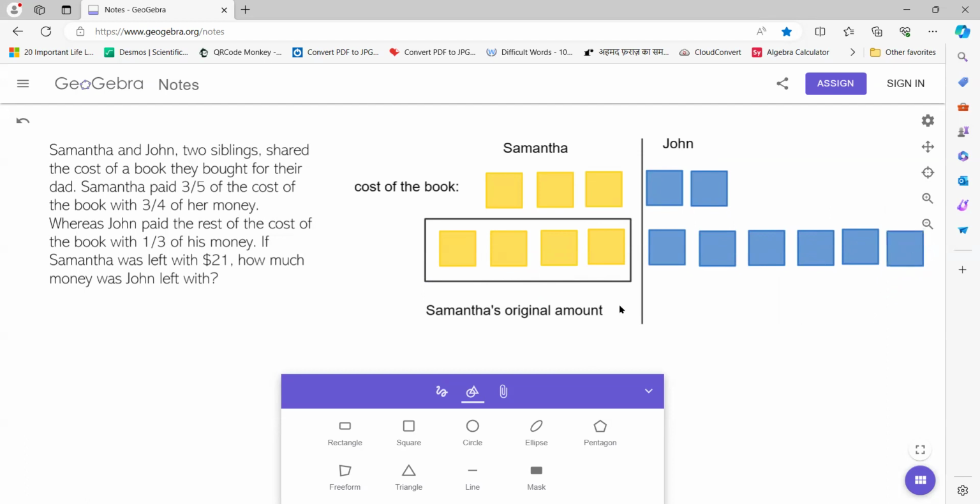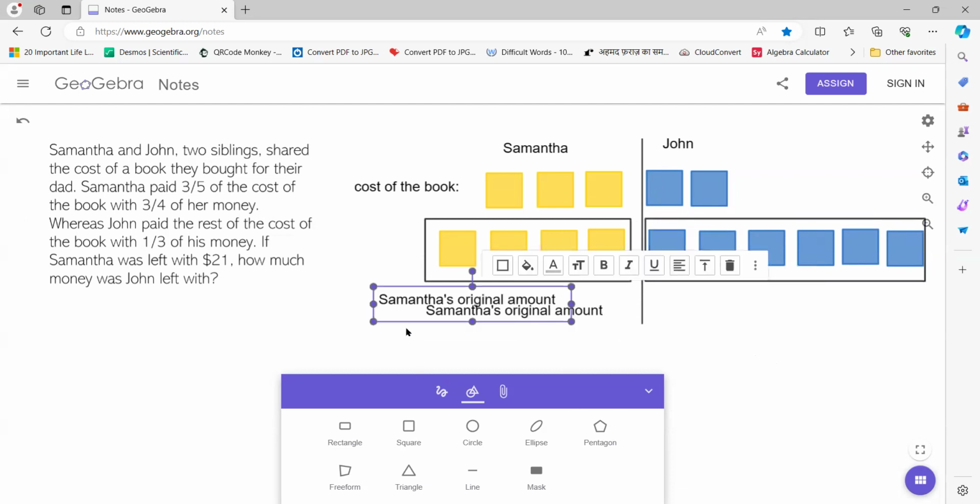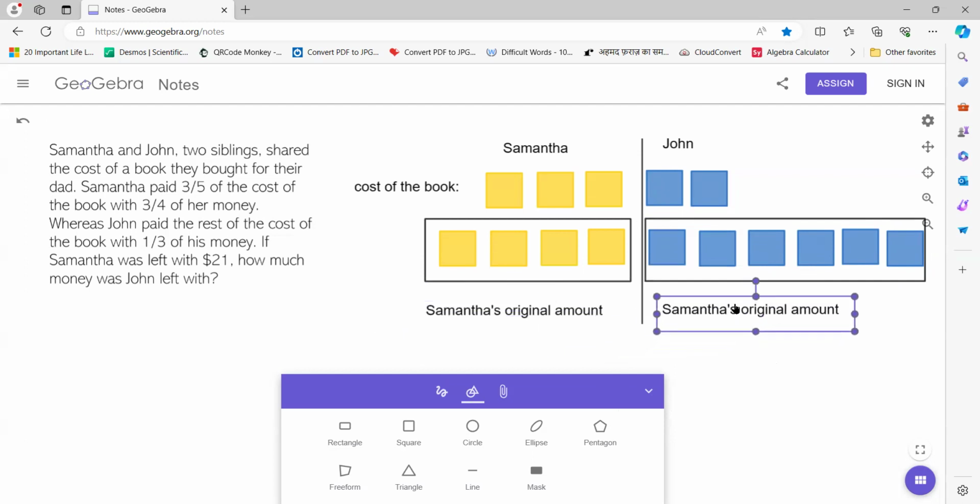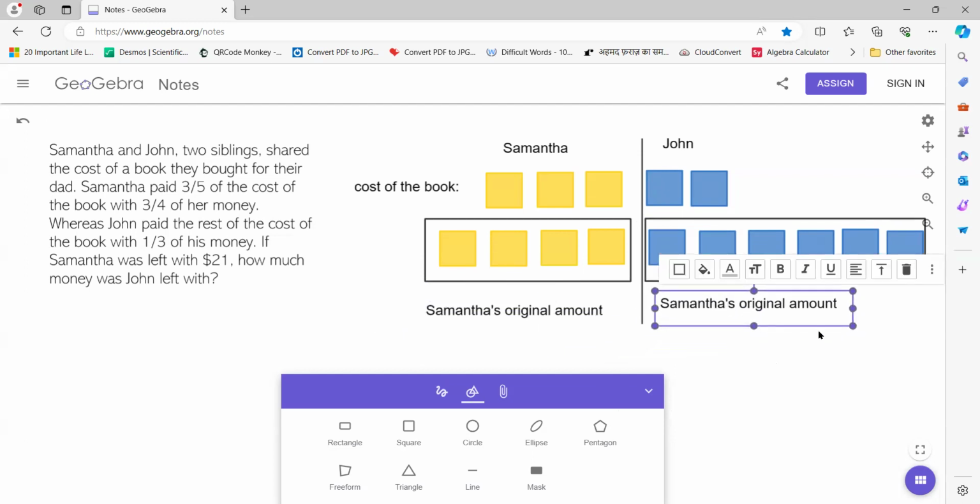So this must be John's entire amount. The set of six blue squares must represent John's original amount. That's how a third of his money was two boxes. For some reason, it won't let me move too much, but that's okay. This is John's original amount. And you really want to pause at this point and make sure you understand what the representation means.